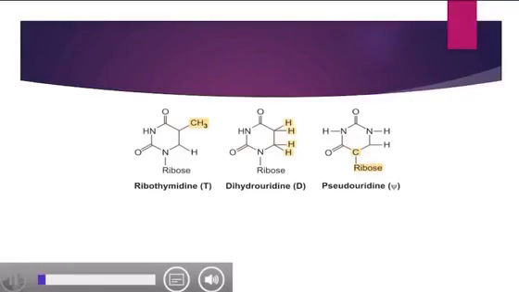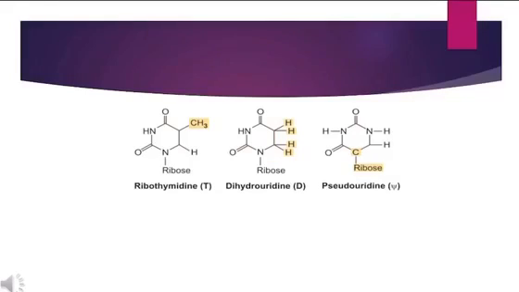This is the image showing the structure of ribothymidine. Over here you can see a methyl group is added to uracil. Next, in dihydrouridine, the double bond of uracil is reduced, and in pseudouridine, uracil is attached to ribose with the help of a carbon-carbon bond rather than a nitrogen bond.